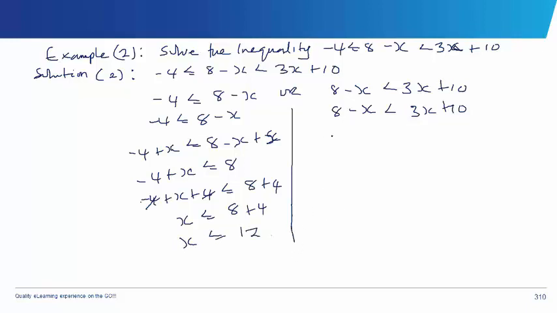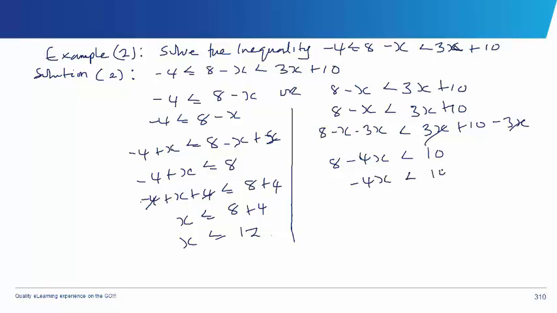And then to this side I'll subtract 3x from both sides, and then I have 8 minus x minus 3x less than 3x plus 10 minus 3x, and this takes care of the 3x, cancelling it out, and then you have 8 minus 4x less than 10. Then I'll subtract 8 from both sides, so I have minus 4x is less than 10 minus 8, because removing 8 from this side, and the other side you have minus 4x is less than 2.